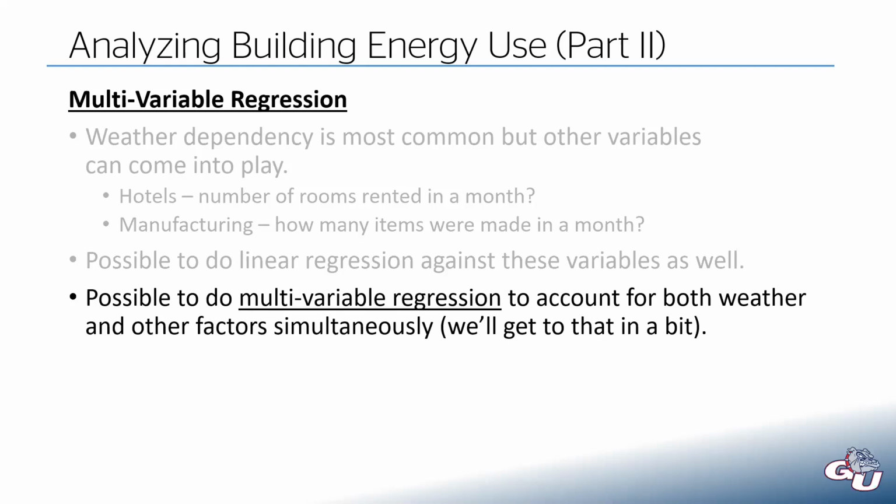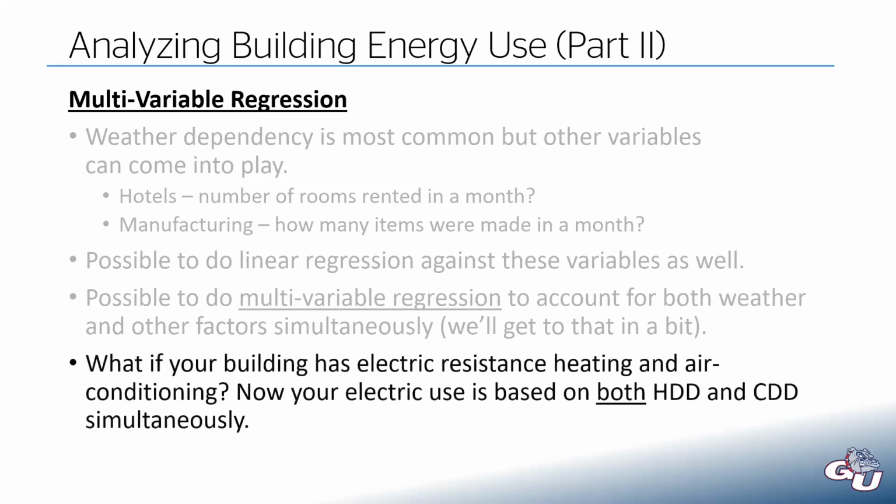Most commonly, what I see, especially in rural Washington where they may not have gas service because their electricity is so cheap, what if your building has electric resistance heating and air conditioning?